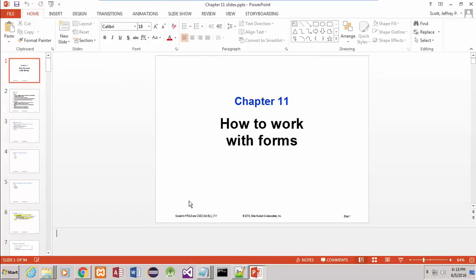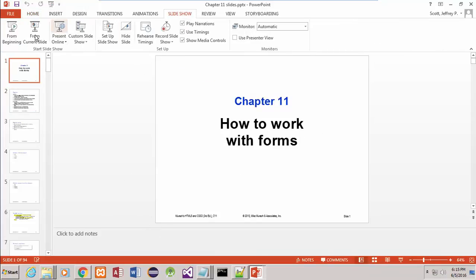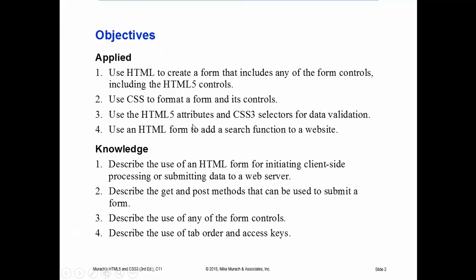In our slides. All right, so what we want to do here, we're working with forms. We want to use HTML to create a form that includes any of the form controls, including the HTML5 controls. We'll get into those later. Second, use CSS to format a form and its controls. You saw just formatting the labels how much nicer I made the whole thing look. Number 3, use the HTML5 attributes and CSS3 selectors for data validation. We're going to add that.